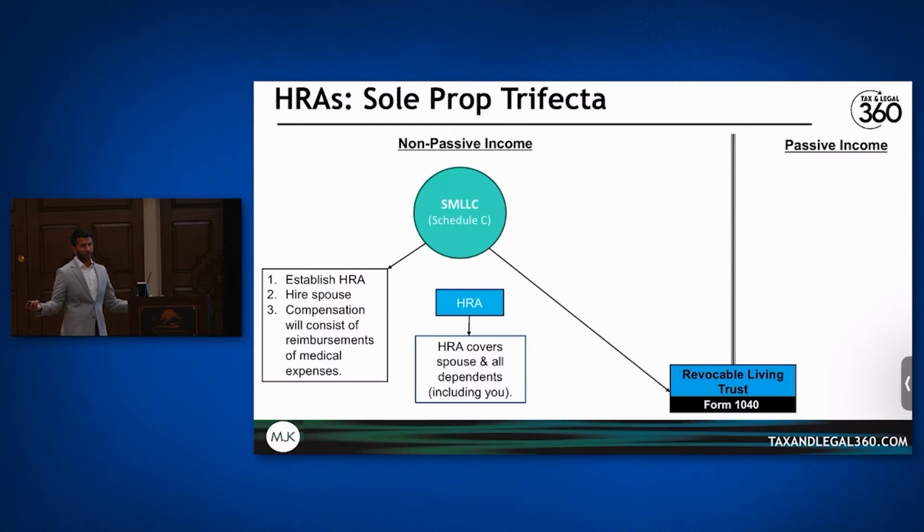The trifecta. So here's what it looks like on the trifecta. You have your Schedule C business, right? You've established your HRA, and you've hired your spouse, and your spouse's compensation is going to consist of those medical reimbursements. I'm sure you'll have some questions about this, and I do not plan on going the full hour, so there'll be plenty of time to ask questions about this.